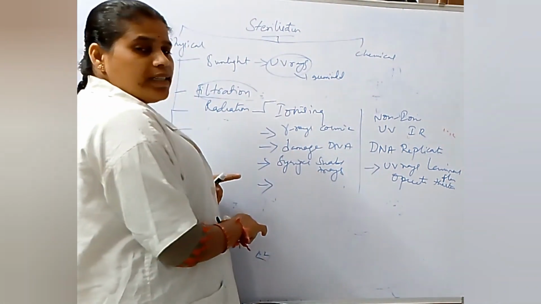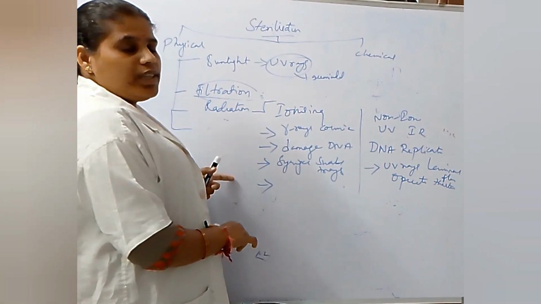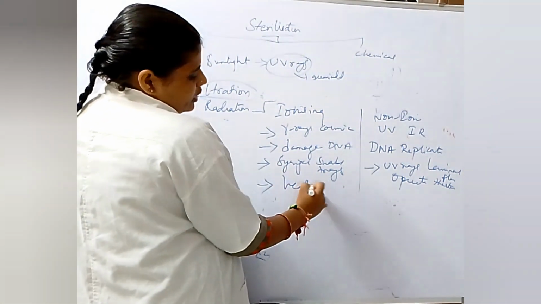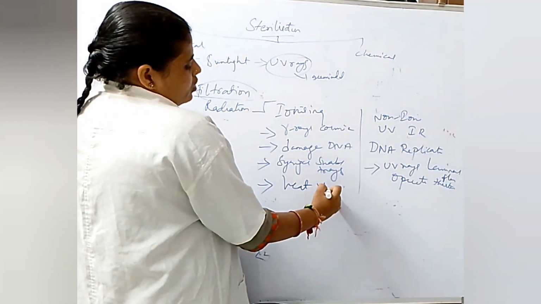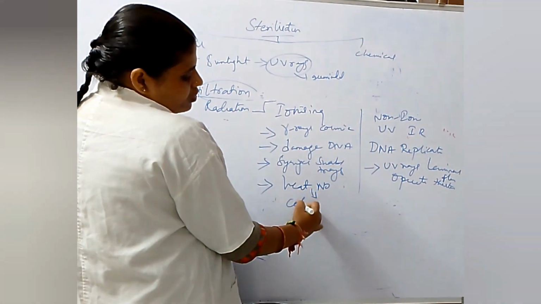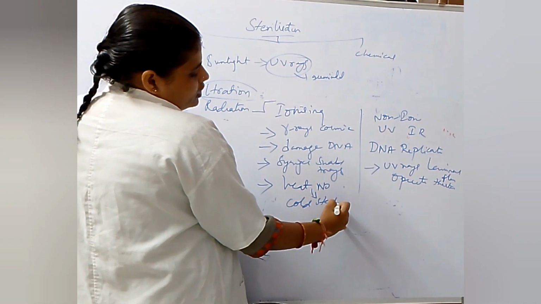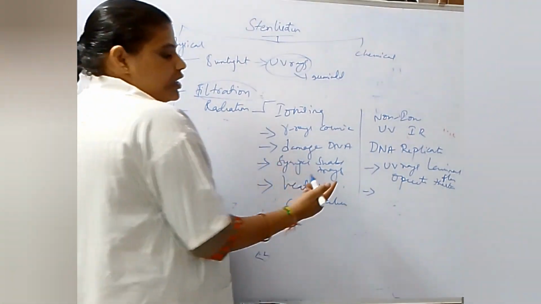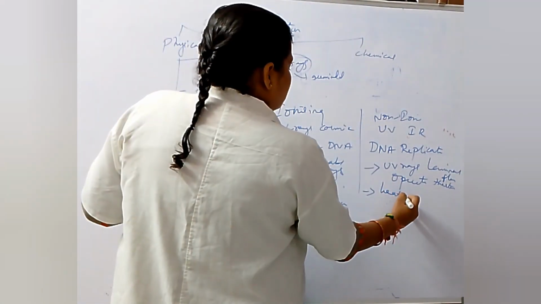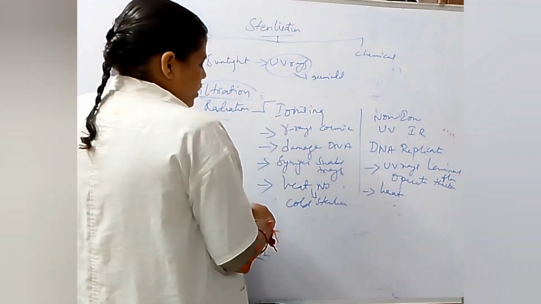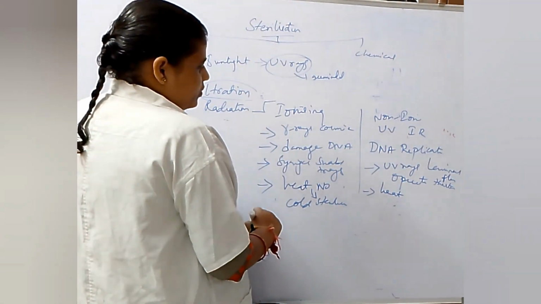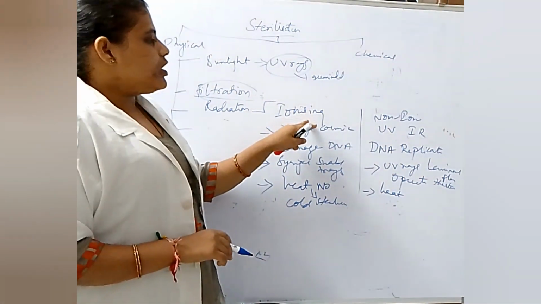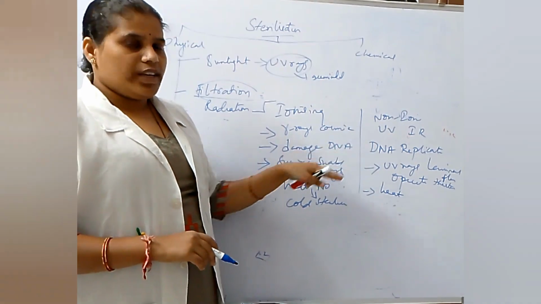In ionizing radiation we cannot generate heat. So here heat is not generated, no heat. So it is also called cold sterilization. In non-ionizing there is generation of heat. These are the differences between ionizing and non-ionizing radiation.